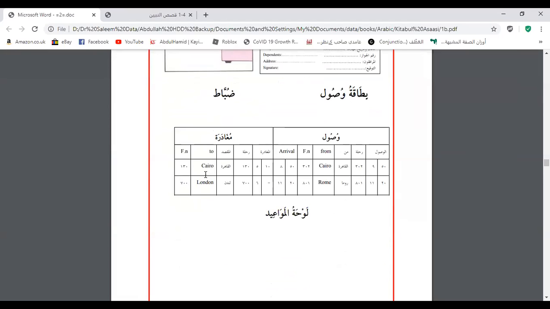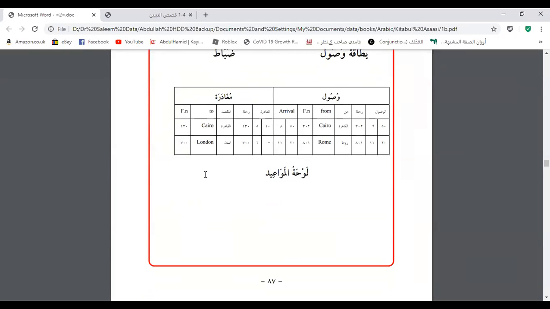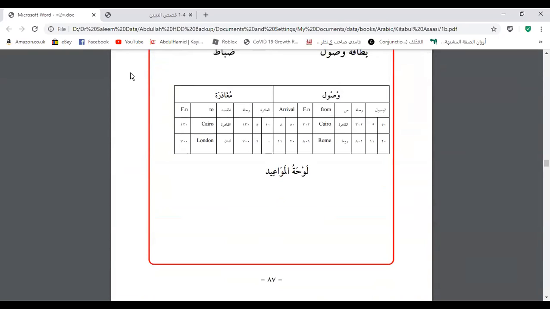وصول is arrival. مغادرة is departure. So they're giving you the timetable. لوحة المواعيد. Timetable, schedule. مواعيد is schedule. And لوحة is the board. Schedule board, notice board. Inshallah, we'll leave that there.